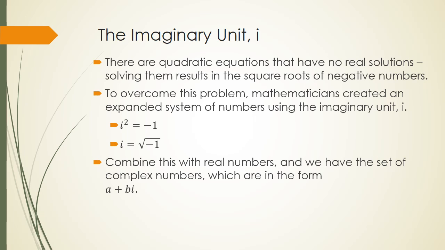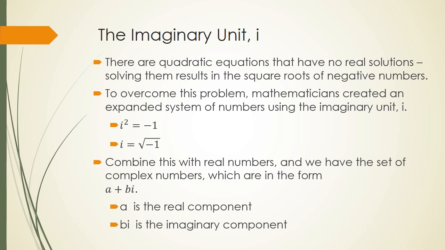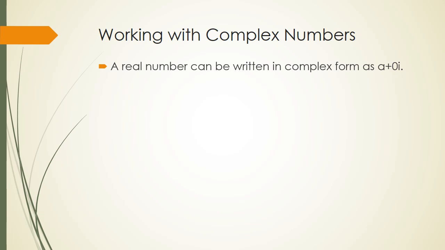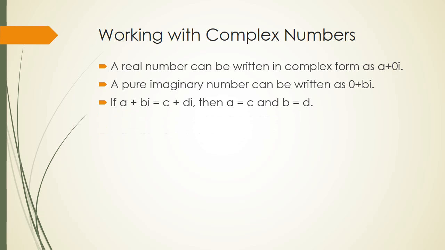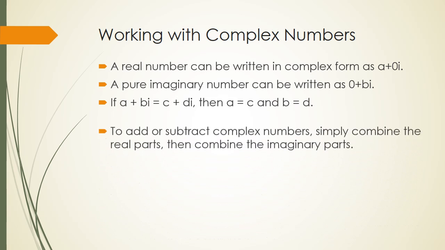Complex numbers are in the form a plus bi. a is the real component, and bi is the imaginary component. Now, a real number can be written as a complex number in the form of a plus 0i, so all real numbers can be written as complex numbers. A pure imaginary number can be written as 0 plus bi. If a plus bi equals c plus di, then a equals c and b must equal d.